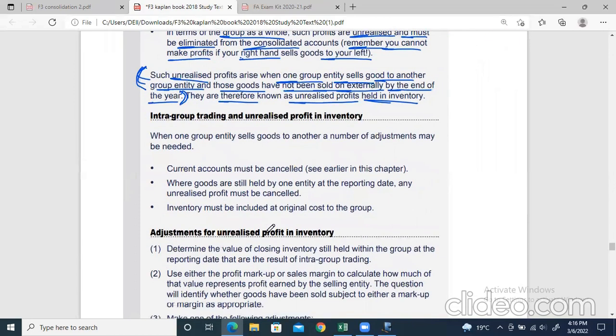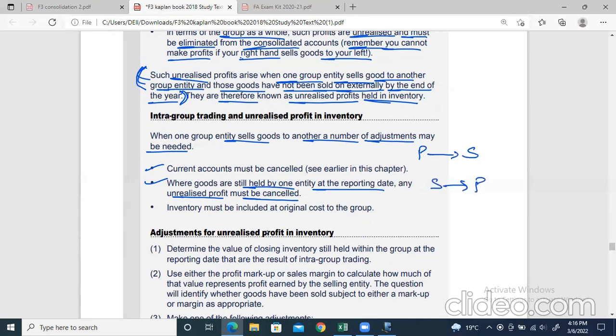Okay, now when one group entity sells goods to another, a number of adjustments may be needed. So current accounts may be cancelled. Current accounts means that one receivable and one payable have to be netted off, right? Then where goods are still held by one entity at the reporting date, unrealized profit must be cancelled. Now this can be for the parent as well as for the subsidiary. This has two cases: if parent sells to subsidiary, and if subsidiary sells to parent, right?